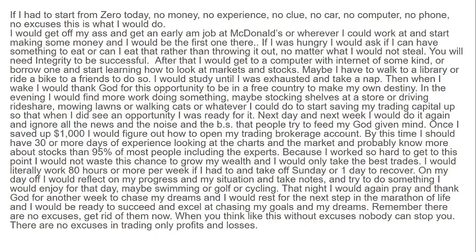Once I saved up $1,000, I would figure out how to open my trading brokerage account. By this time, I should have 30 or more days of experience looking at the charts and the market and probably know more about stocks than 95% of most people, including the experts. Because I worked so hard to get to this point, I would not waste this chance to grow my wealth, and I would only take the best trades.